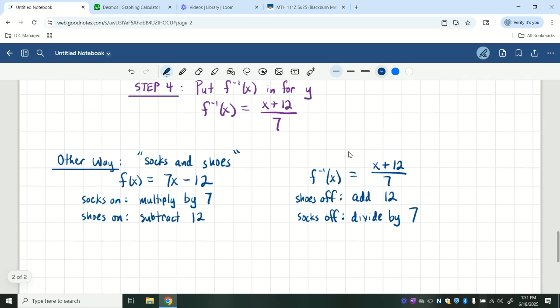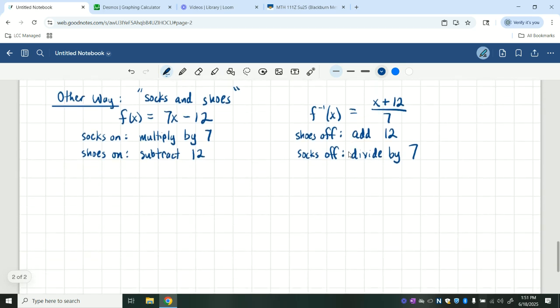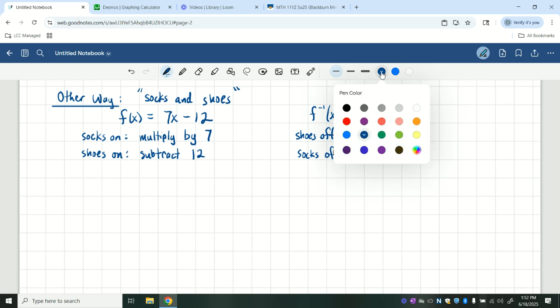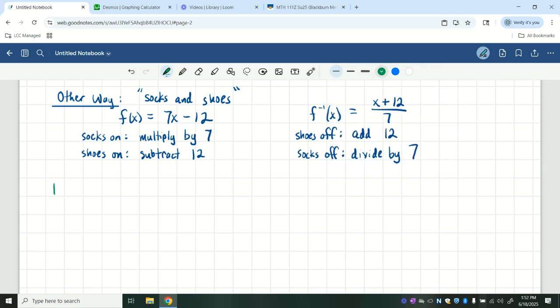Kind of fun. I actually had a kid at Churchill one time work for the whole period to get his socks off under his shoes, and he actually did it. Yeah, I made him do the homework anyway. I don't know why he thought it was necessary to do, but there you have it.